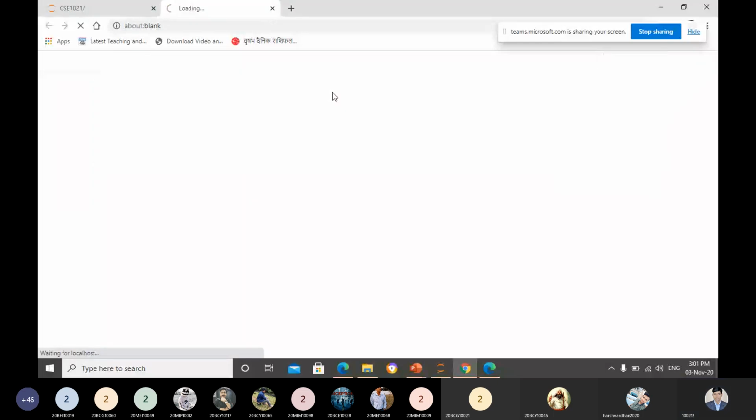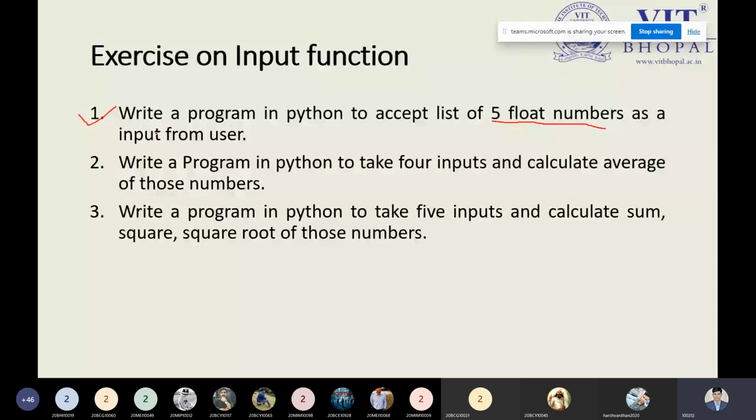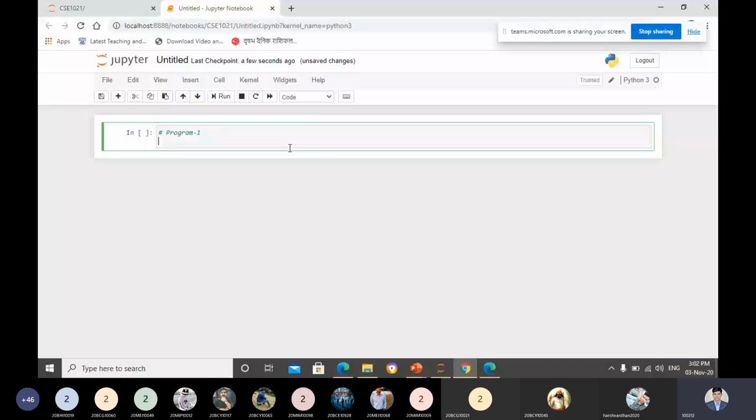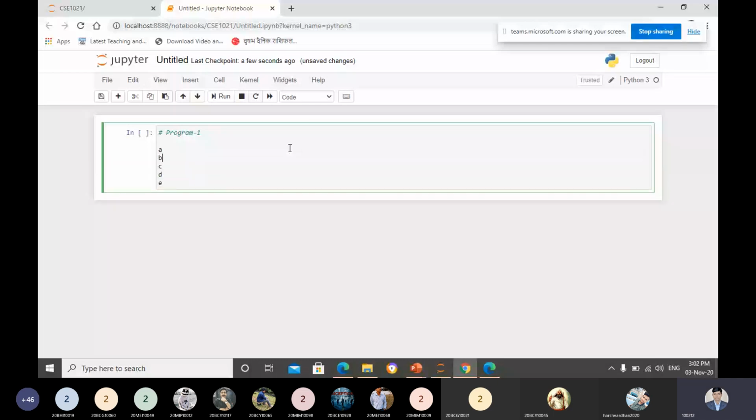Now see, what was the first question? The first question was a simple concept: write a program in Python to accept a list of 5 float numbers as an input from the user. So this is your first program. I am writing the comment here: Program number 1. I need to take 5 inputs, so I can take 5 different variables like A, B, C, D, and E. Now the same thing I can input.